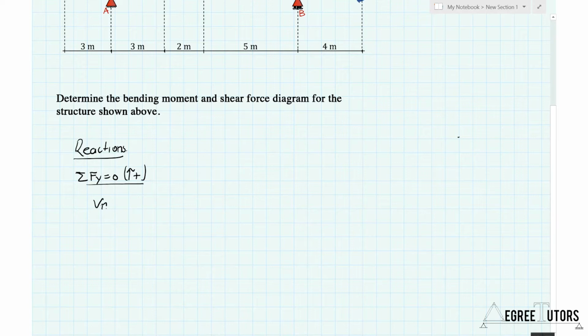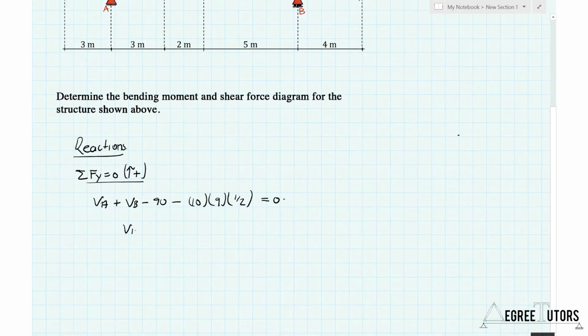What have we got? We've got VA plus VB minus 90 minus 10 acting over 9 meters times a half, all equals 0, and that gives me my first equation, which is VA plus VB equal to 135. Okay, let's just stick a box around that for the time being and park it.